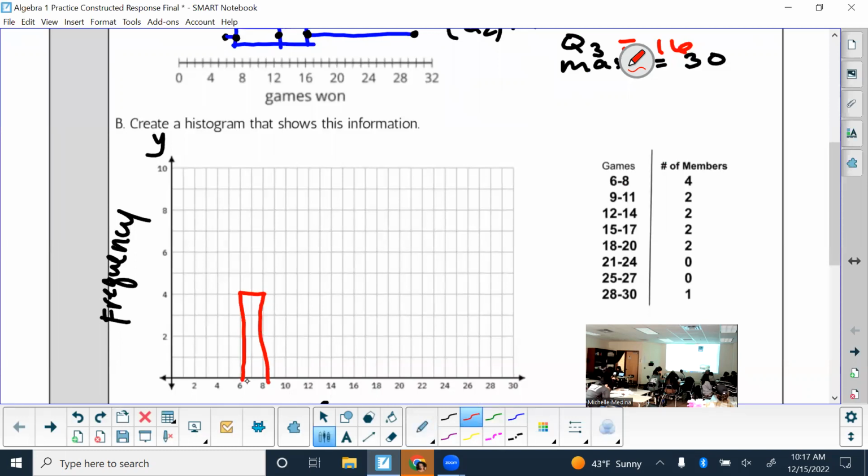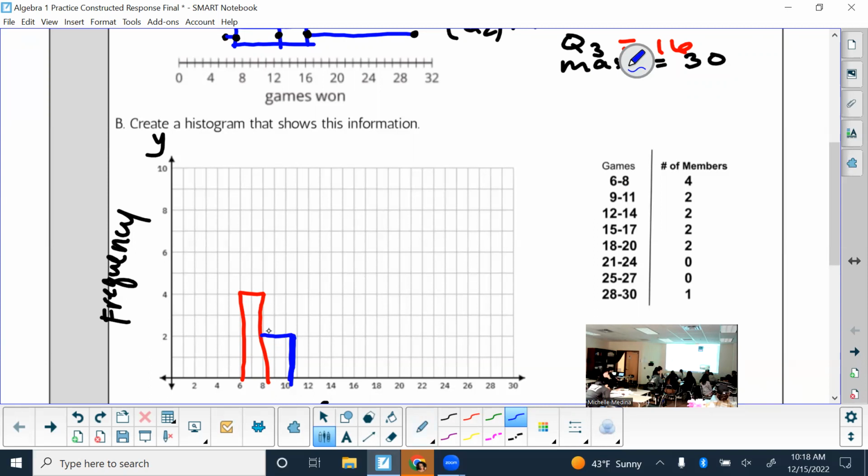Like that. Starting at the 6, ending at the 8. And then starting at the 9, ending at the 11, it's 2. So, oh, that's not 2. 2 is down here. So then starting at the 9 to the 11 would be there. And yes, they do have to be touching.